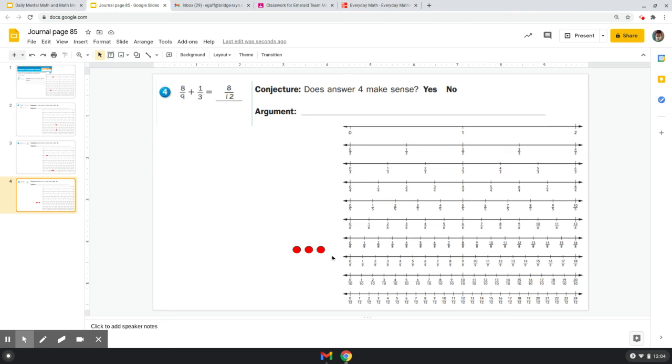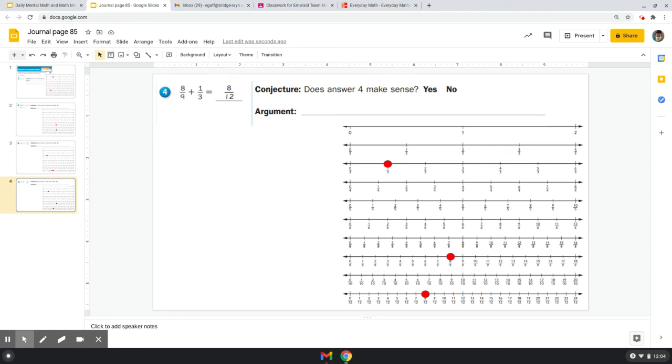It says 8/9 plus a third equals 8/12. Do we think that's true? Well, let's start with the number line just to get an idea in our minds. So I'm going to find 8/9. I'm going to find 1/3, thinking about the size of these fractions. And if I add these together, supposedly my answer is going to be here, 8/12. Does that make sense?